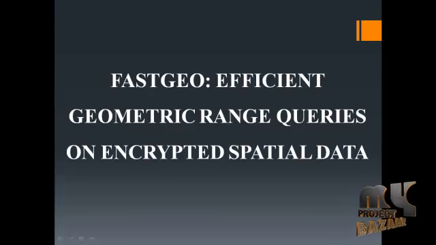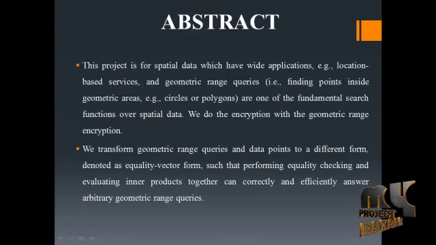FastGeo: efficient geometric range queries on encrypted spatial data. Abstract. This project is for spatial data, which has wide applications, for example location-based services, and geometric range queries are one of the fundamental search functions over spatial data. We do the encryption with a geometric range encryption. We transform geometric range queries and data points to a different form, denoted as equality vector form, such that performing equality checking and evaluating inner products together can correctly and efficiently answer arbitrary geometric range queries.